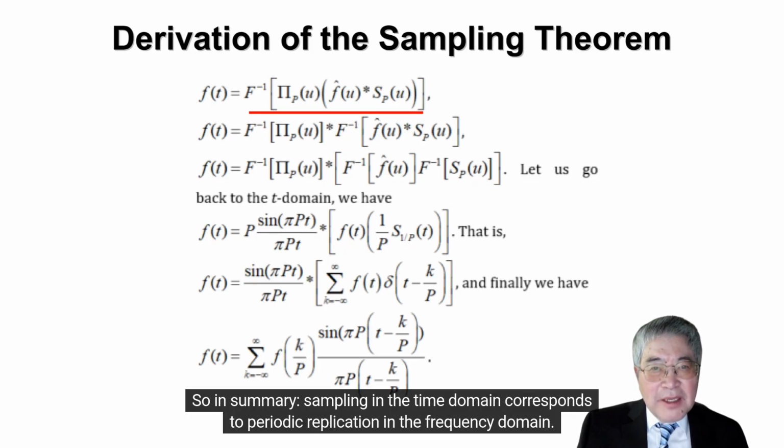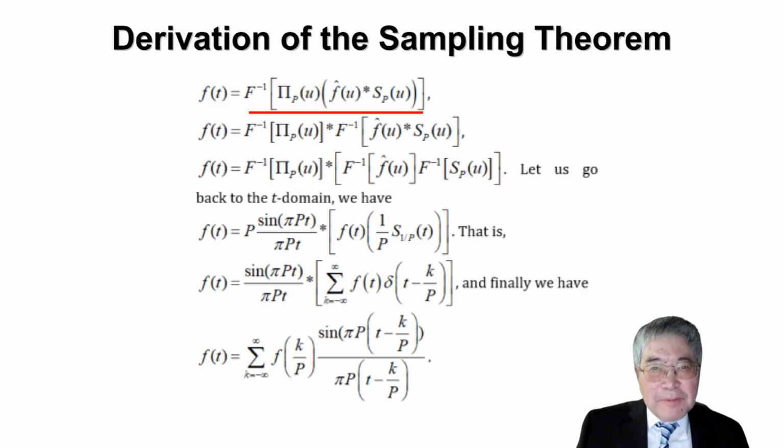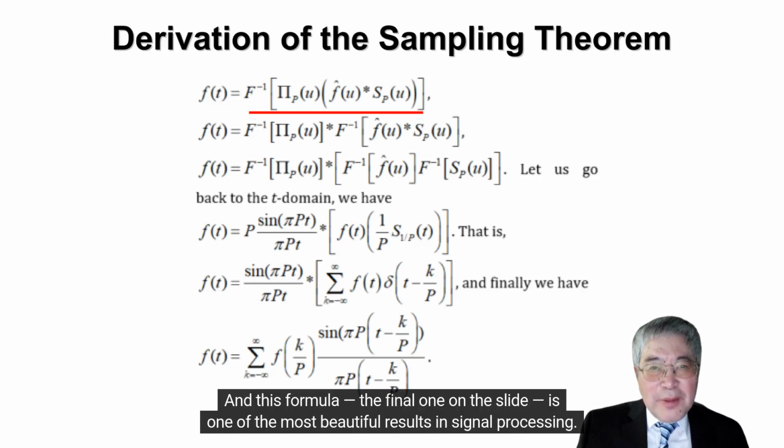So in summary, sampling in the time domain corresponds to periodic replication in the frequency domain. When the signal is band limited and the sampling rate is high enough, we can perfectly reconstruct it using this formula. This is the core of the sampling theorem. And this formula, the final one on the slide, is one of the most beautiful results in signal processing.